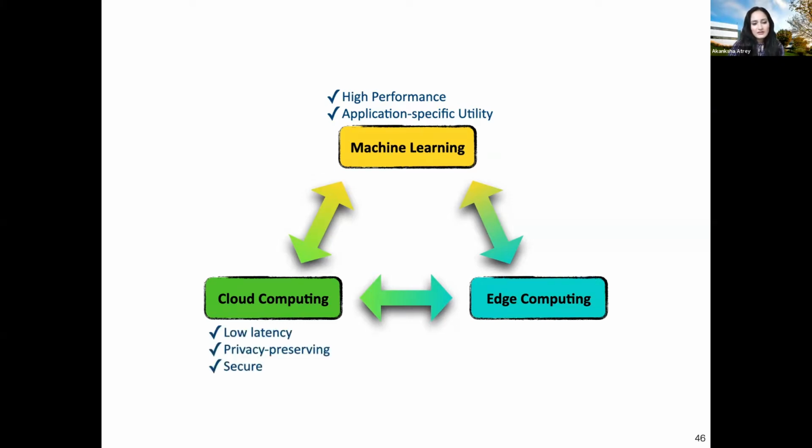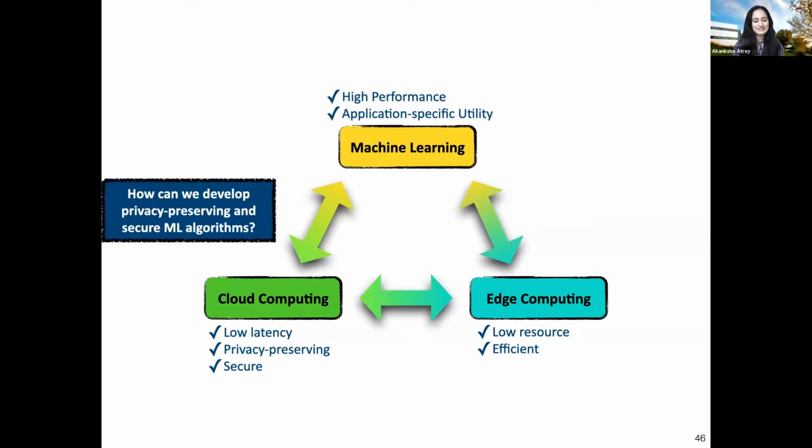With cloud computing, we want something that has low latency, something that's privacy preserving and secure so that we're not leaking a lot of information to the cloud. And edge computing is a new paradigm of distributed systems, and we want it to use low resources and be highly efficient. All of these things are interconnected. I'm going to pose a few questions; think of these as new tasks.